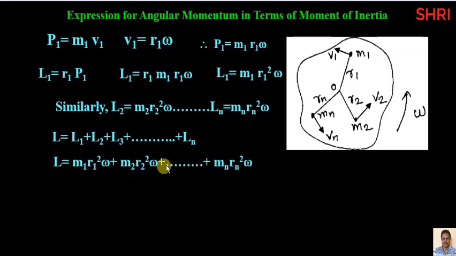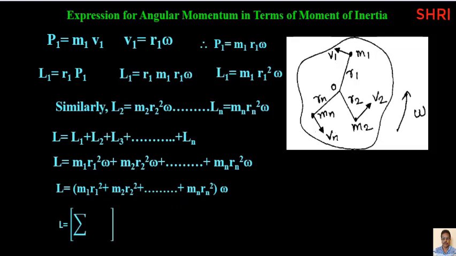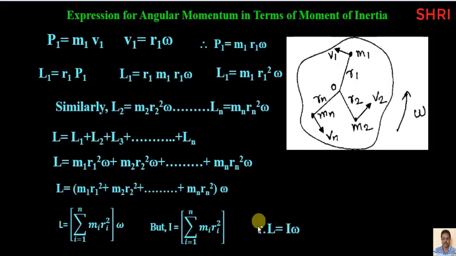In all these terms omega is common, so take omega common, and we get a new step. Now this quantity in the bracket is nothing but moment of inertia. In sigma notation we can write sigma m_i r_i square, i running from 1 to n. This quantity is nothing but moment of inertia, the product of mass and square of distance. So write I here, and we get L equal to I omega. This is the proof of the expression for angular momentum, L equal to I omega.